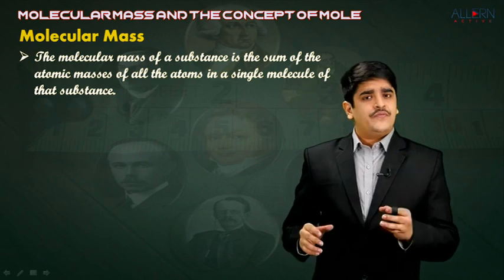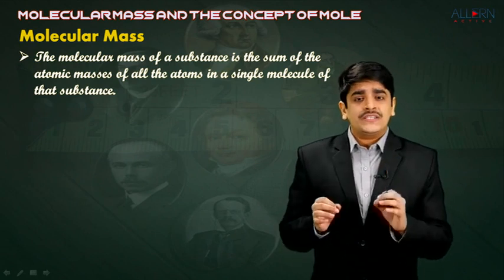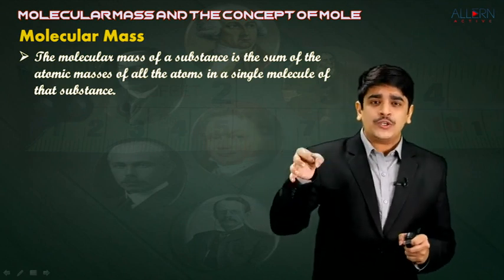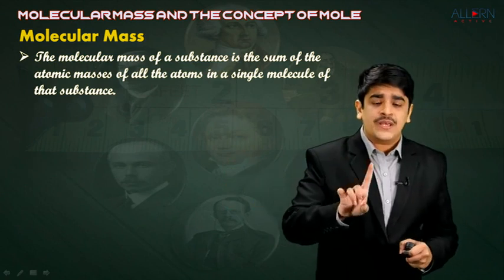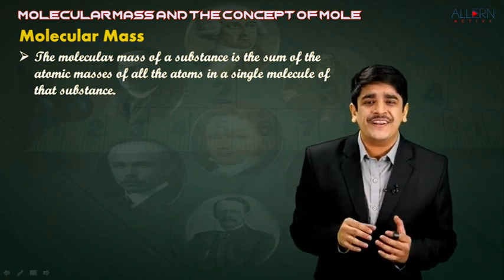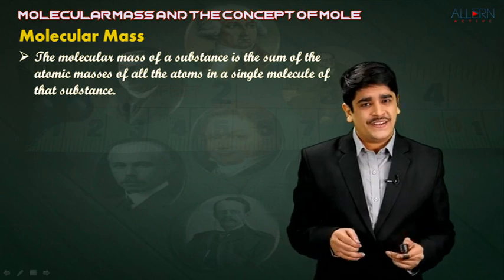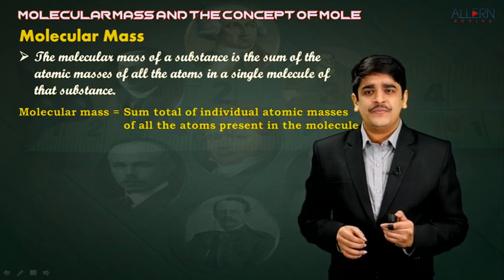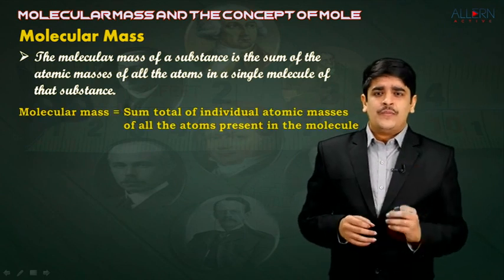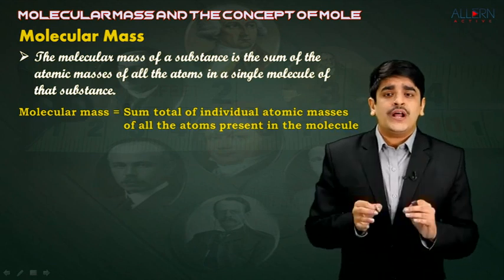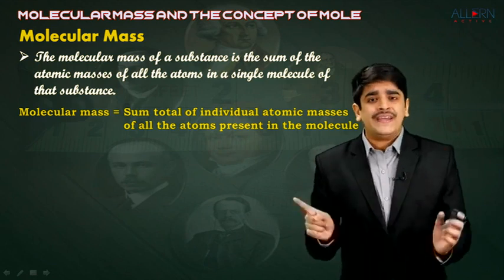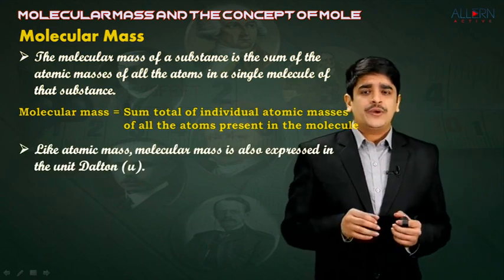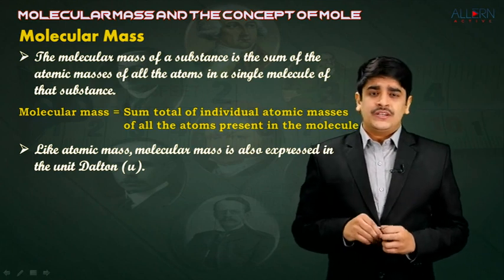I know the weight of a single atom of carbon. I know the weight of a single atom of oxygen. If I add up the individual atomic masses of all the atoms present in a particular molecule, I will get the molecular mass of that substance. And don't worry, we are going to give you examples for the same. Now, understand molecular mass, what is the formula? Sum total of the individual atomic masses of all the atoms present in a particular molecule.